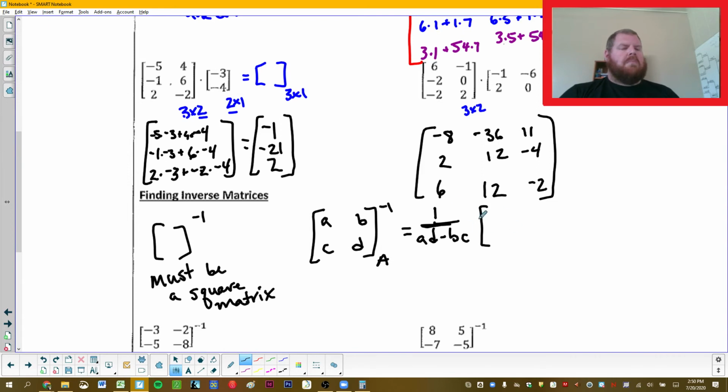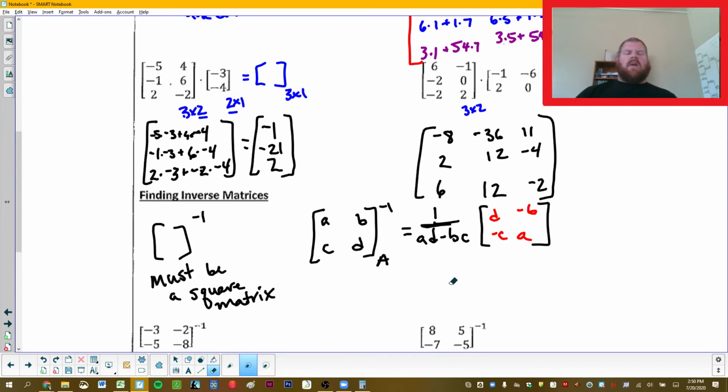So the way that we're going to mess with these entries is that we're going to flip A and D. So we're going to go D and A. We're going to leave B and C alone, but we're going to make them negative. Okay. I don't like that being red. So that will be our inverse of this matrix A, B, C, D.